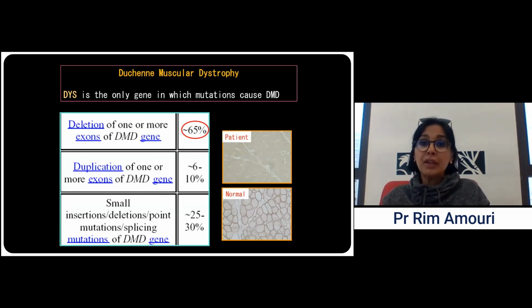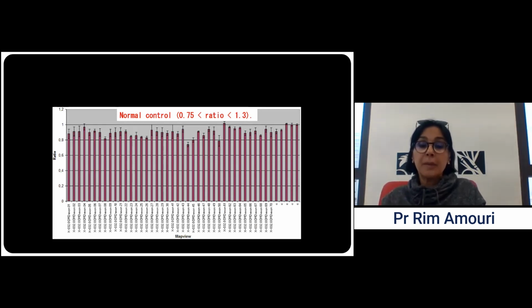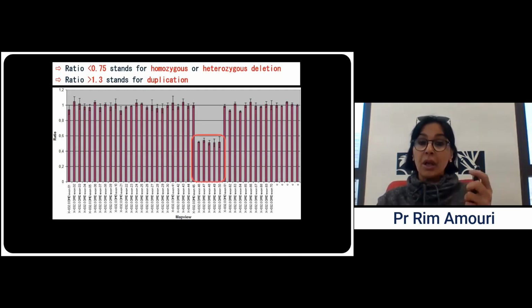In DMD, mutations that lead to a lack of dystrophin tend to cause the disease. So the most prevalent mutation, occurring in 65% of patients, is the deletion of one or more exons of the DMD gene. So the DMD MLPA analysis is based on the use of two kits to detect all 79 exons of the gene. And here is a profile with a ratio between 0.75 and 1, indicating that we have a healthy individual. Whereas a ratio less than 0.75 stands for heterozygous or homozygous deletion, and over 1.3, duplication.